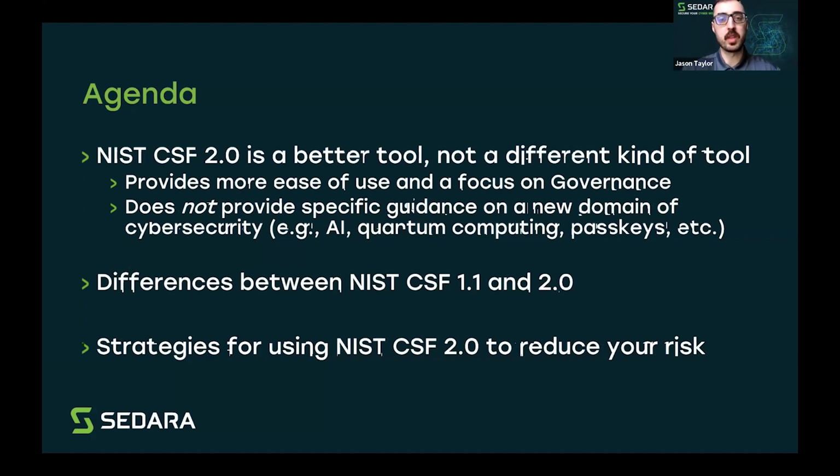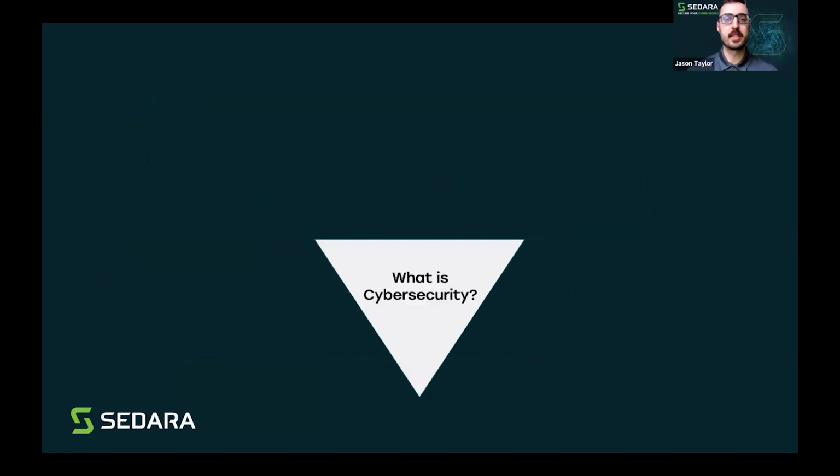There's a big focus on getting organizational leadership to help out with the cybersecurity program and ensure the whole organization is working to reduce its risk. So we'll cover the differences between NIST CSF 1.1 and 2.0, and we'll also talk about my favorite part, which is how you can actually use the NIST CSF 2.0 to reduce your risk. There's a lot of different strategies that we will talk about employing, and I look forward to getting through all of this with you.